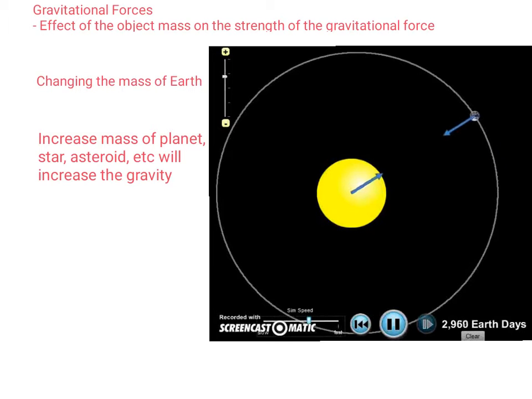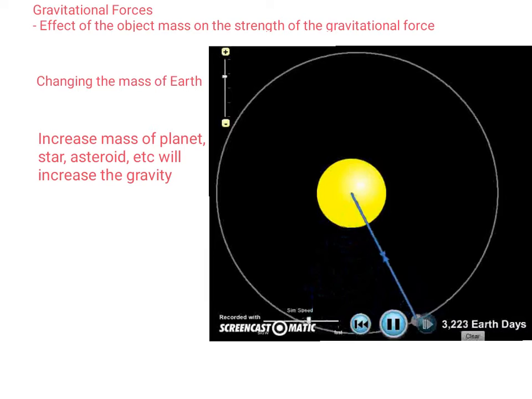Okay, so here we go. We're increasing the mass, and we can see our force vectors increasing. So greater massed planets are going to have a greater gravitational pull, or greater gravitational vectors. Well, the opposite then is also true.